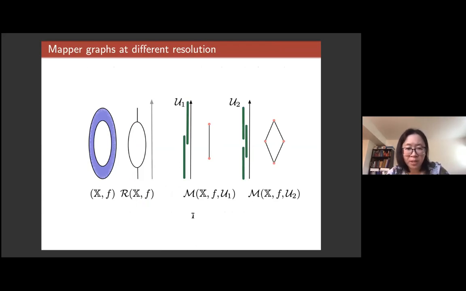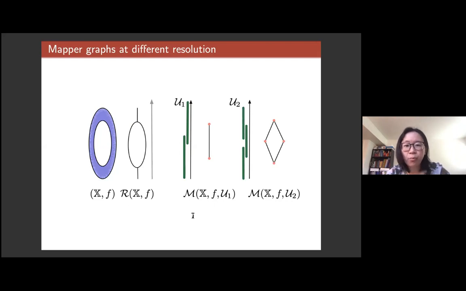Because I'm choosing some cover, that means it depends on the resolution of my cover, which in this case means the number of cover elements. Right now I'm assuming all my cover elements are of the same size, but of course, you can also choose different sizes. In fact, in our paper we also discuss adaptive cover, meaning that the cover elements scale with respect to distributions. But in this case, I'm just assuming that the size of the cover is the same, and then we're just varying the number of covers.